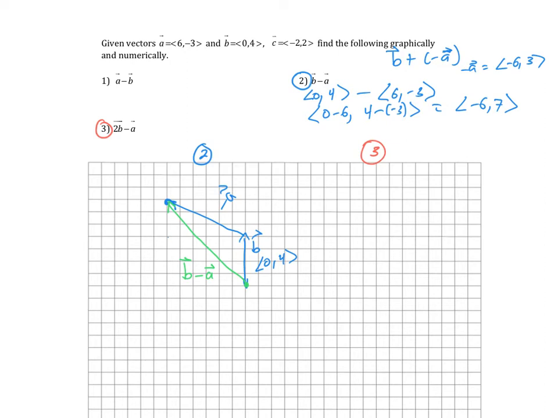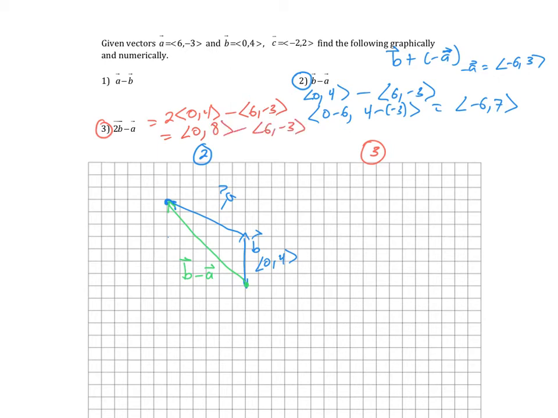For number 3, we're going to have 2b minus a. In terms of component form, we're going to have 2 times the b vector, 0, 4. So this is scalar multiplication, minus the a vector, which is 6, negative 3. I'm going to scale the b vector first. So this is going to become 2 times 0, which is 0, and 2 times 4, which is 8, minus the vector 6, negative 3.